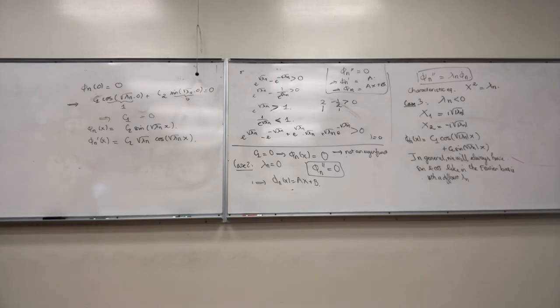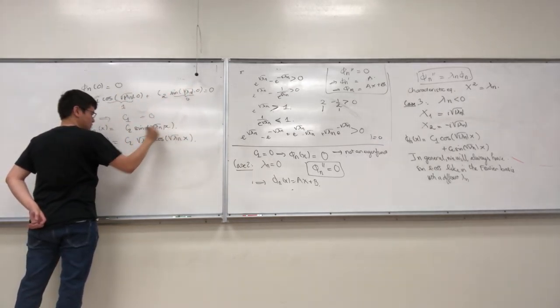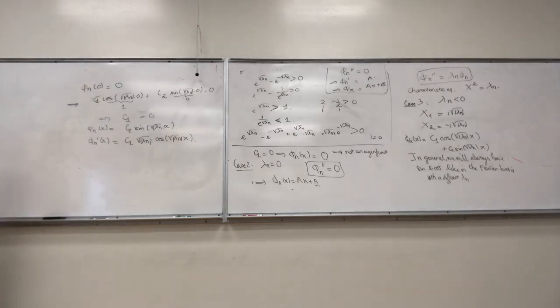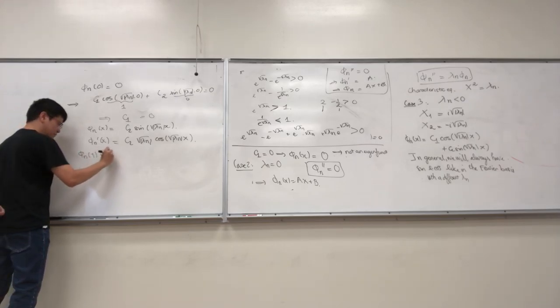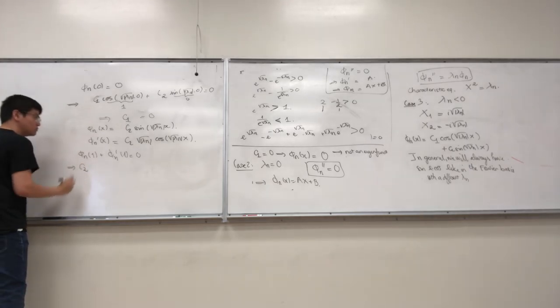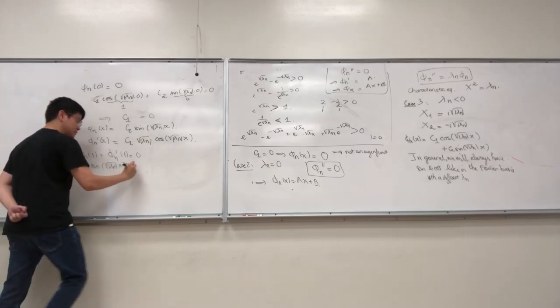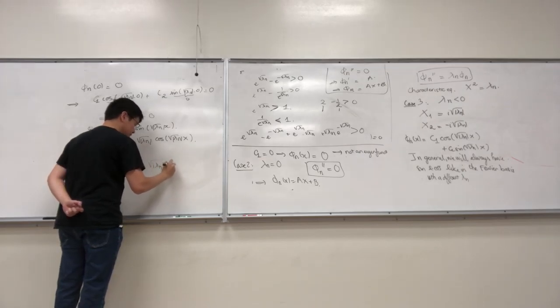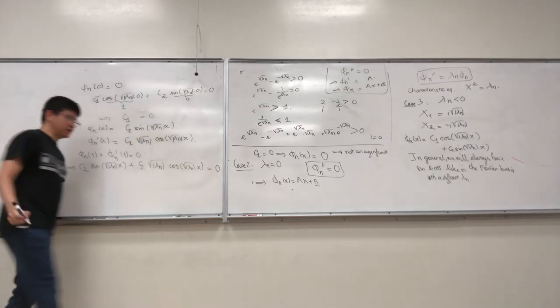Should it be the modulus of lambda n, because lambda n is negative? Excellent. So I have to take the absolute value. All right? Now, I'm going to use the boundary condition. Phi n at 1 plus phi n prime at 1 is 0, which means that C2 sine of square root of lambda n x plus C2 square root of lambda n cosine of square root of lambda n x is 0, right?